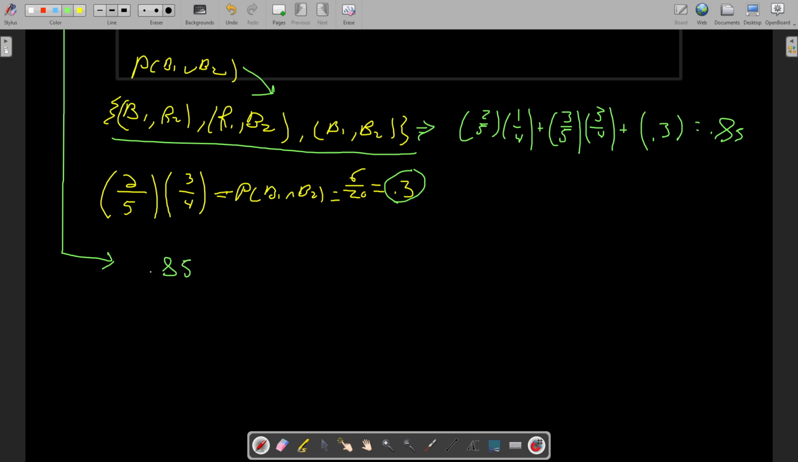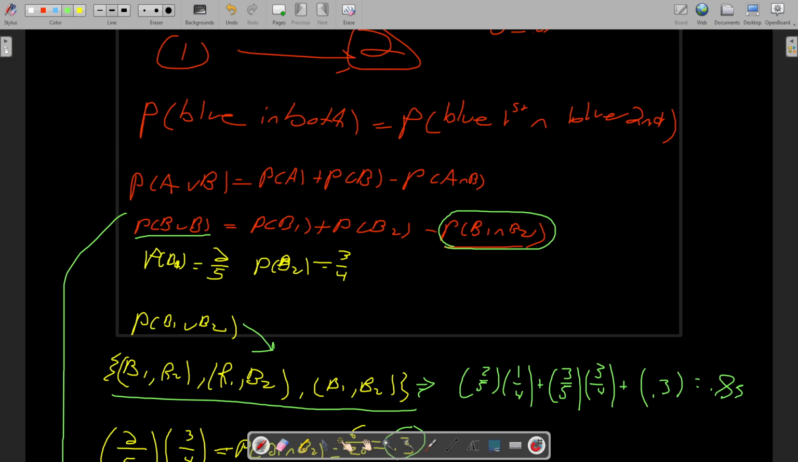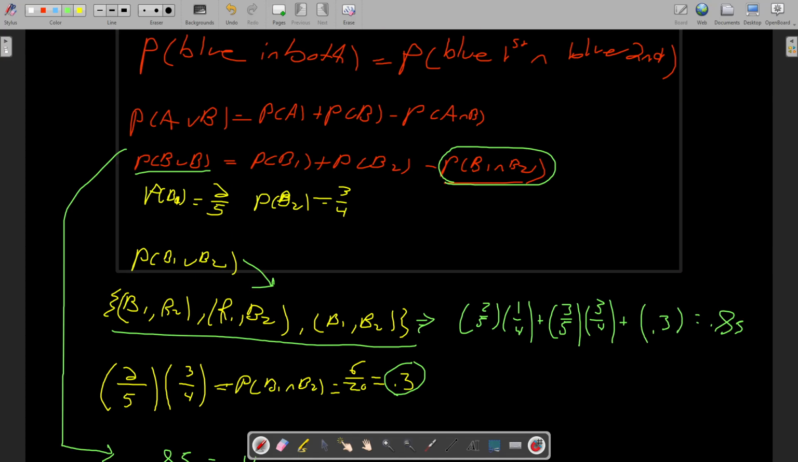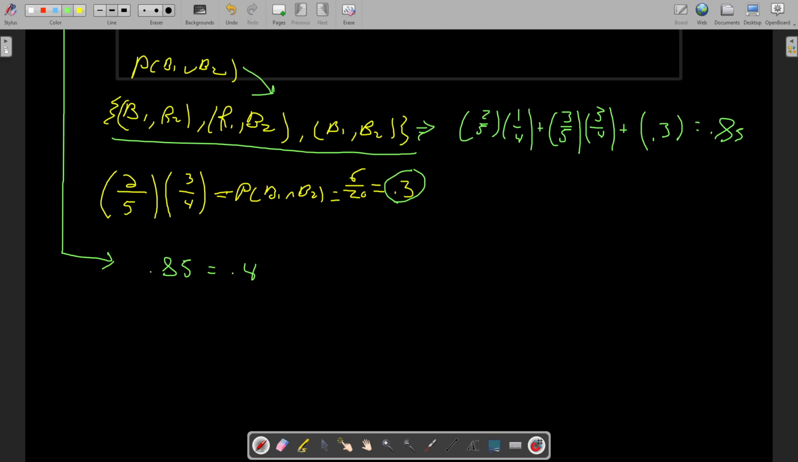So we have 0.85 equals our probability of blue 1, which we calculated to be 2/5, which I'll just change to 0.4. And then 3/4 is our blue 2, so plus 0.75. And then minus our probability of B1 and B2. So this is going to be 1.15.